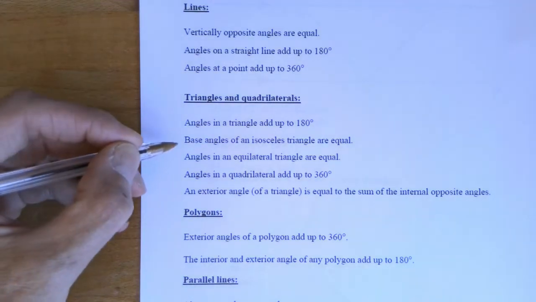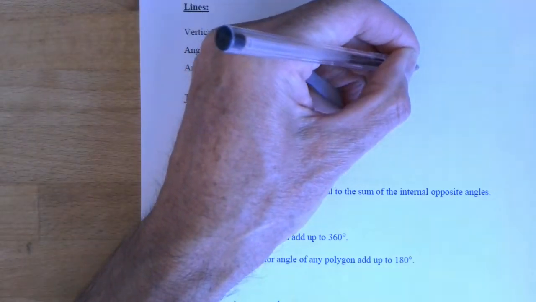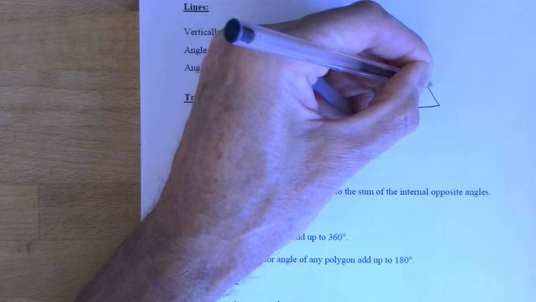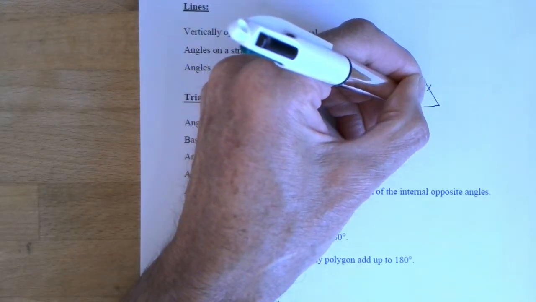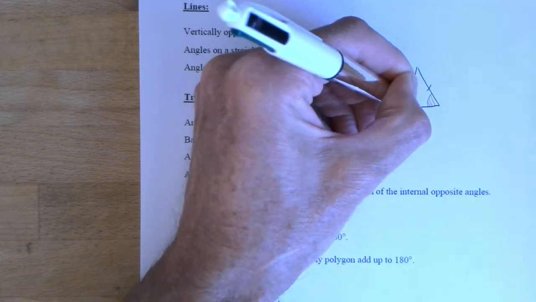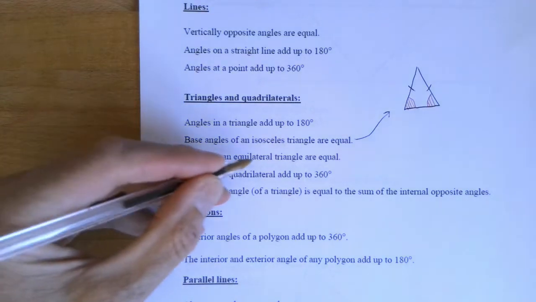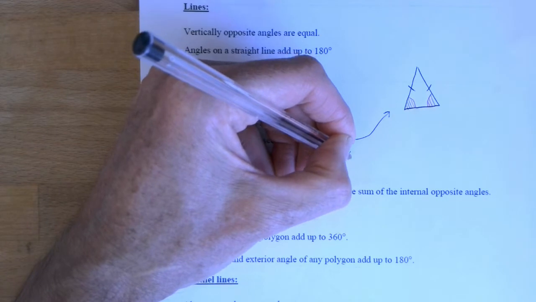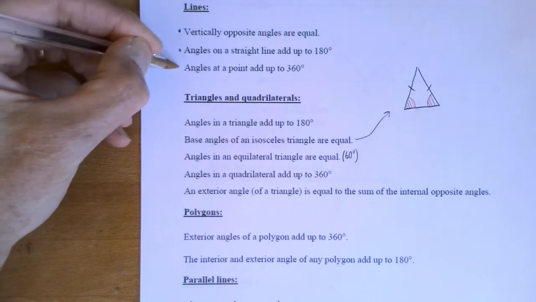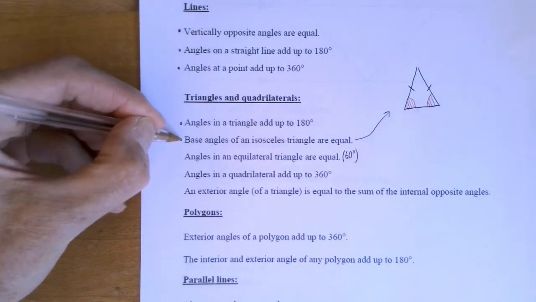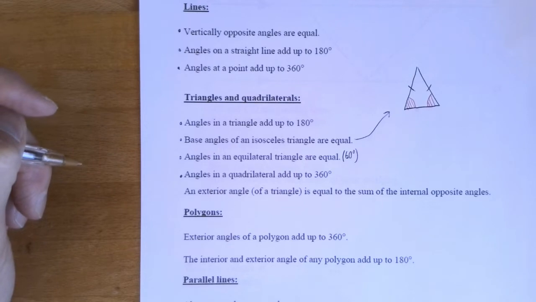So, for example, base angles of an isosceles triangle are equal. For that one, I would draw a little triangle that is isosceles. I'll indicate it's isosceles with those two little dashes, and I'm going to show that in that case, those two angles are the same. I might even add a little bit here. Angles in an equilateral triangle are equal, and of course, they're all each 60 degrees, aren't they? So that's worth remembering. But I think if you could do a little diagram for each of these, that would just help reinforce it.